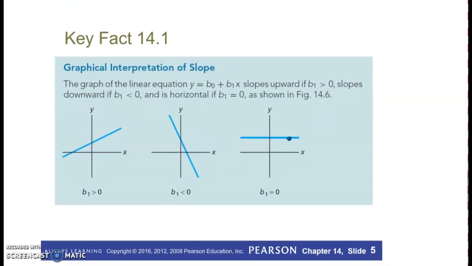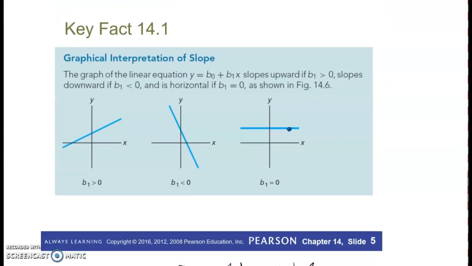Real quick review of slope. Positive slopes: remember slope is b1. Anytime your slope is greater than 0, meaning it is positive, that means your equation is rising when you go from left to right. It could be very steep. It could be not too steep at all, but as you move left to right, your equation is rising. That means you have a positive slope. If your equation is decreasing as you move left to right, you have a negative slope.